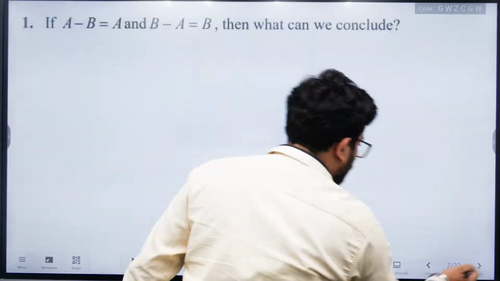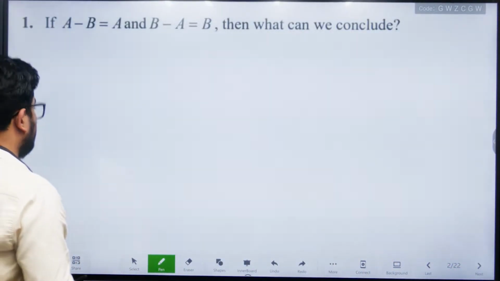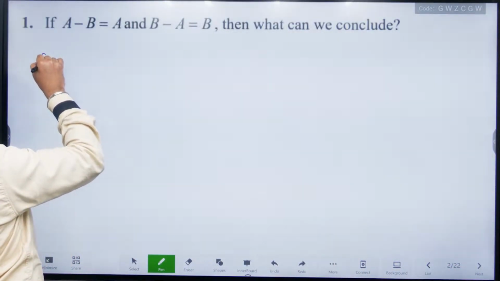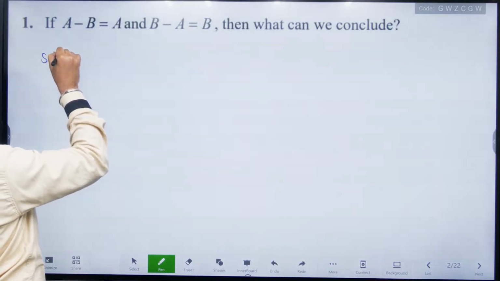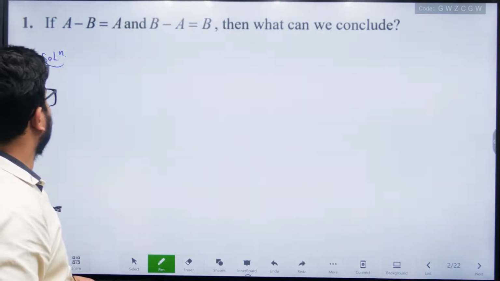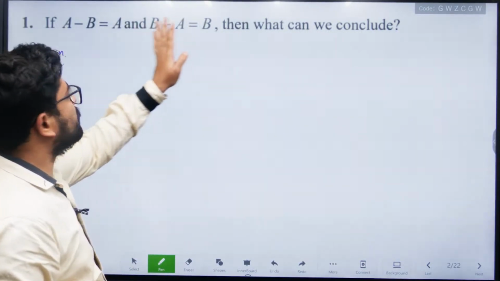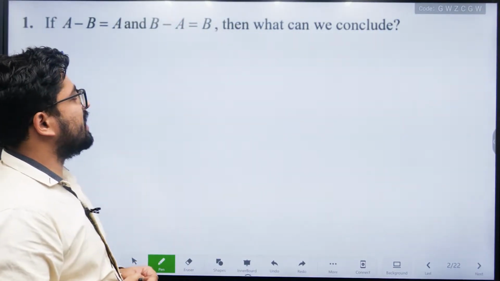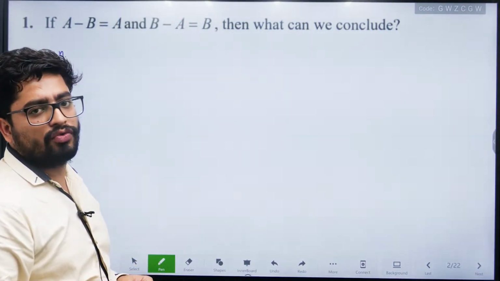Okay, so your first question is here. This question is: A minus B is equal to A and B minus A is equal to B, so what can we conclude from here?